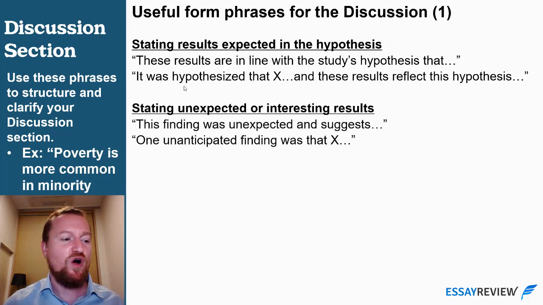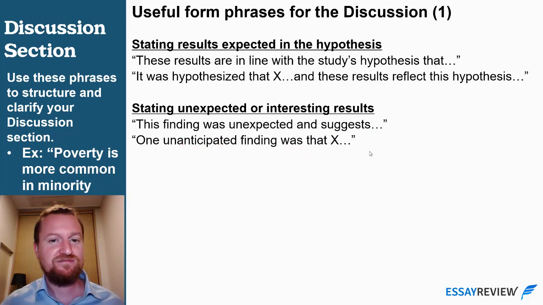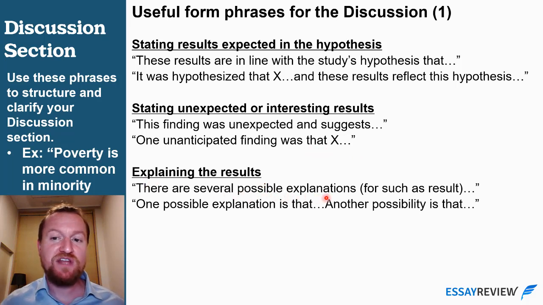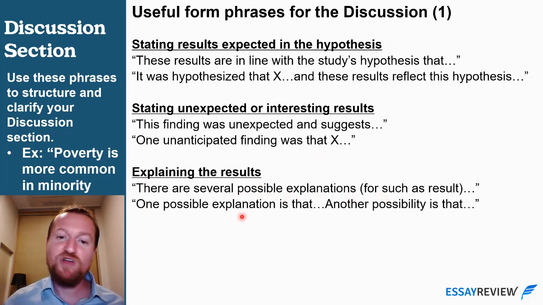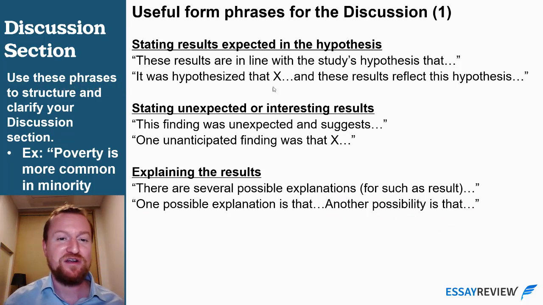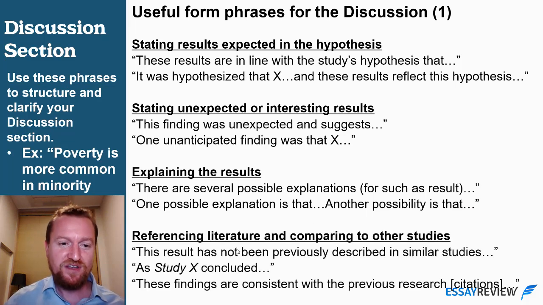However, your study won't always yield the results that you anticipated. So if you have unexpected results: this finding was unexpected and suggests X; one unanticipated finding was that. To explain the results: there are several possible explanations for this. One possible explanation is that, another possible explanation is that. Again, these are all form phrases. They're not in green here, but they all work together to structure your discussion.